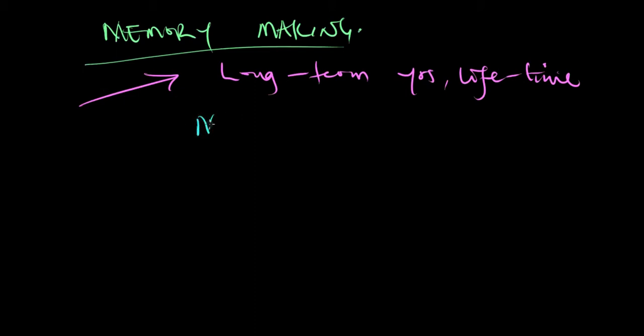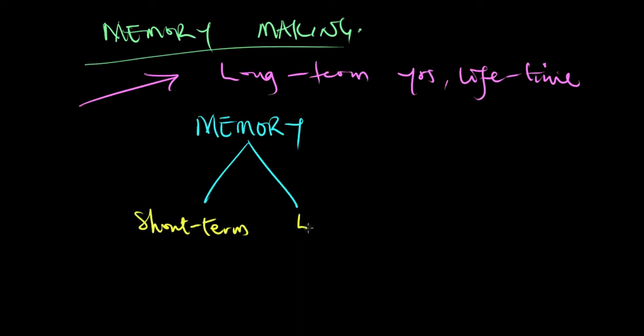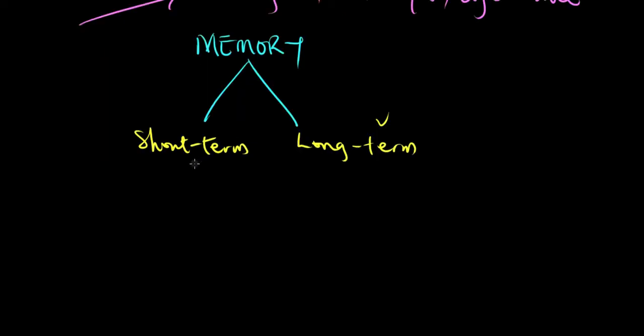Alright, so we have our memory here. Basically, we have two classes of memory: short-term memory and long-term memory, which is the target we have to make in this video. Short-term memory is further subdivided into another two sections, and there we have our immediate memory and working memory.